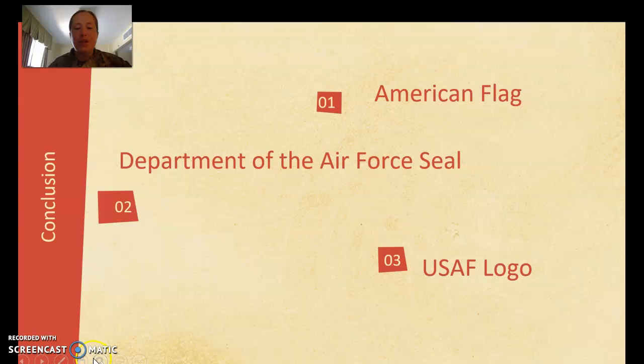So in conclusion, I talked about the American flag, what it represents, and how to display. Second, I talked about the Department of the Air Force seal, what it represents, and the meaning behind it. Lastly, I talked about the United States Air Force logo and what it represents with a brief timeline.